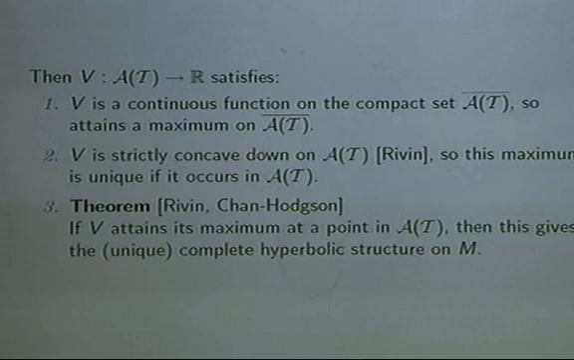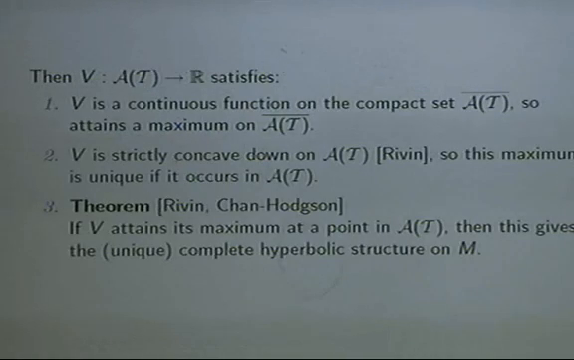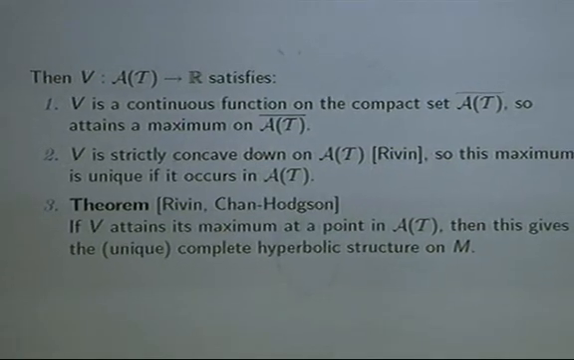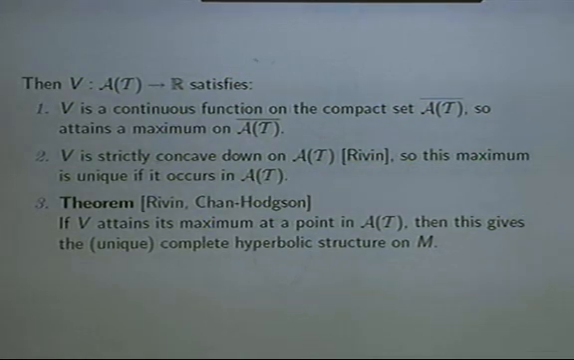Now, I guess if you look at the previous picture of this function, it's a concave down function. It's always curving down like this. And I guess if you look with a bit more work, you can show the volume function is strictly concave downwards on the whole of the angle structure space. So that's not too hard to check. And I guess Rivin was probably the first one to notice this and use this fact.